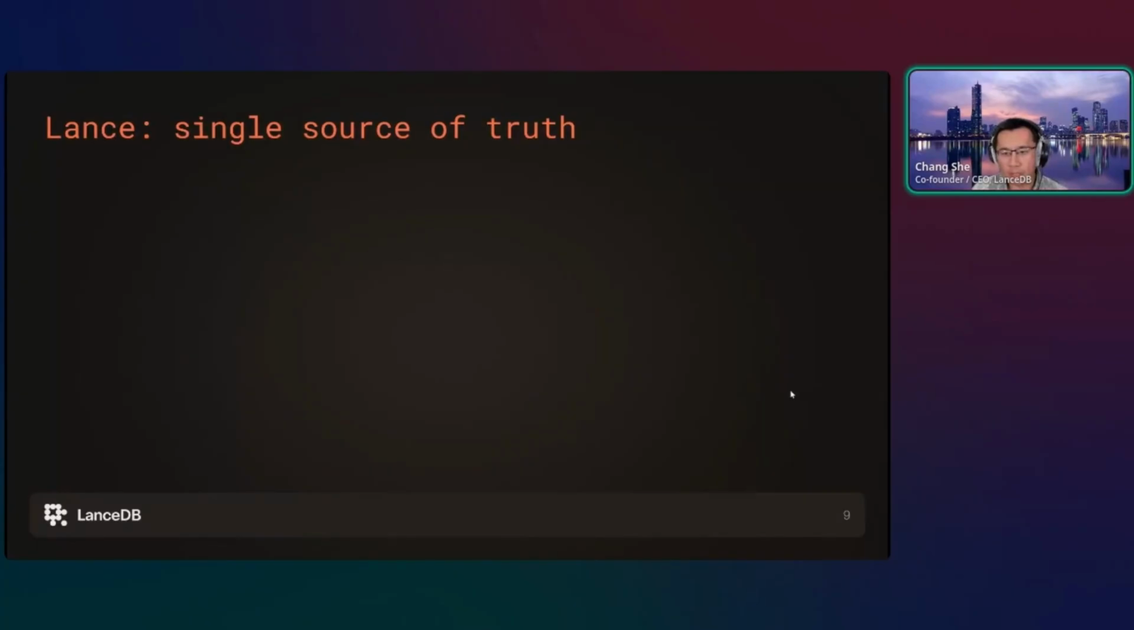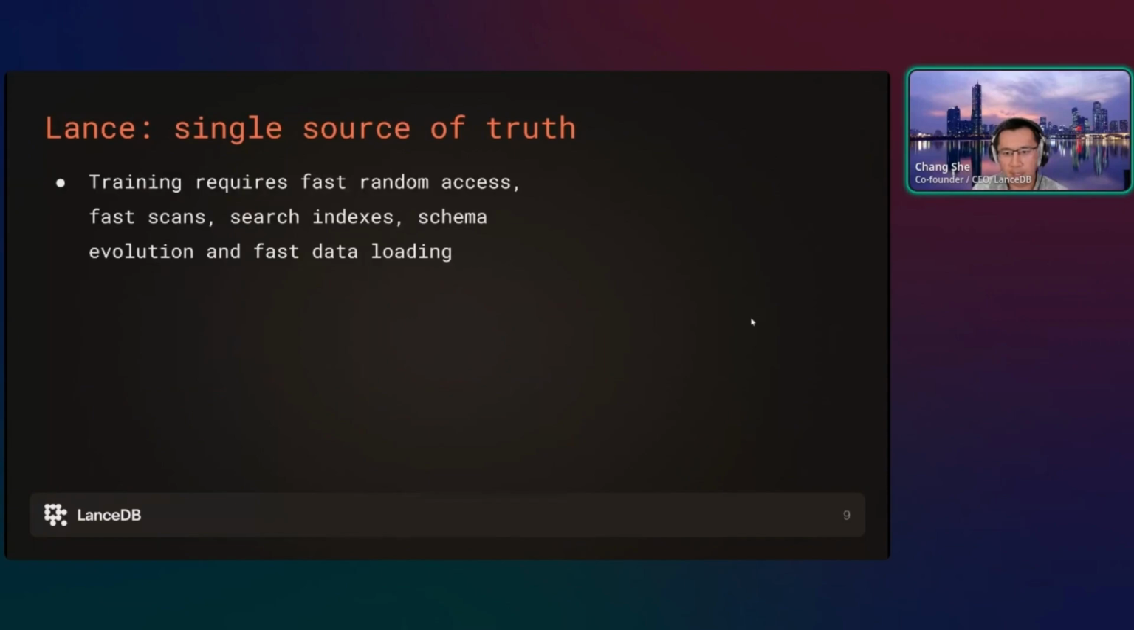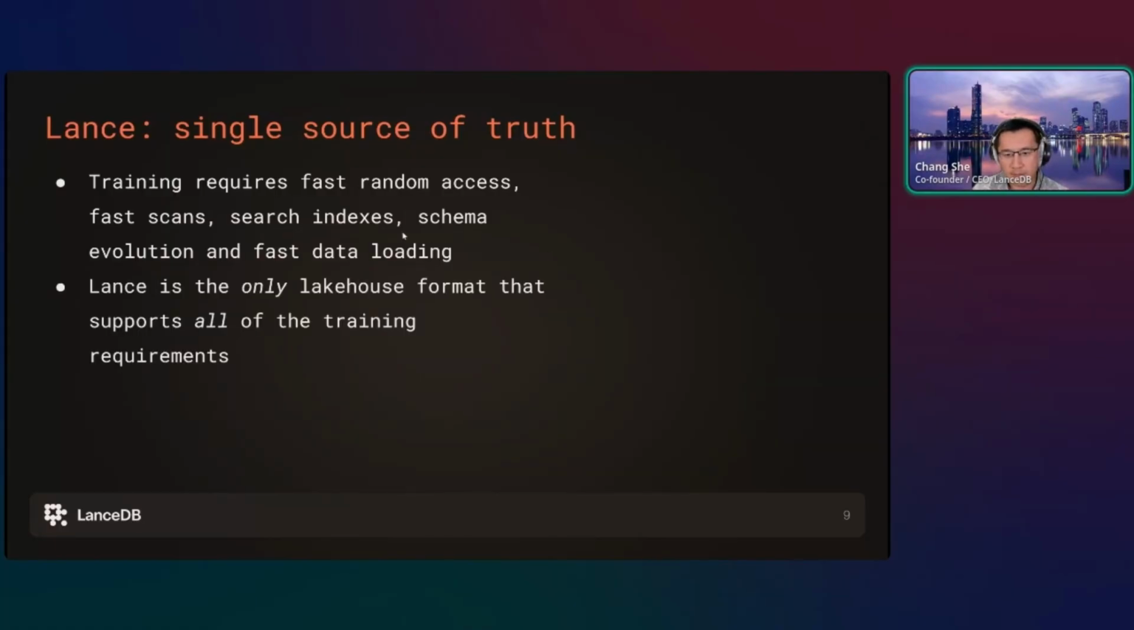So real quick, Lance is the single source of truth for all of your AI data. Training is not just about fast OLAP workloads. It's about fast random access. You need fast training scans, very large search indexes, schema evolution without having to copy the original data, and of course fast data loading into the training process. And Lance is the only format that supports all of these requirements.